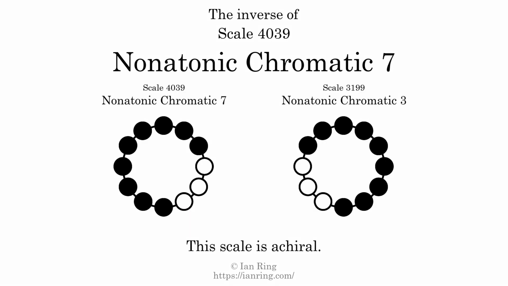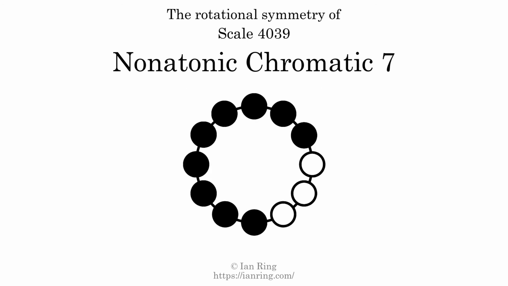The inverse of a scale is a mirror image. It is what you get when the sequence of intervals is reversed. The inverse of this scale is scale 3199, also known as Nonatonic Chromatic 3. This scale is achiral, since it can transform into its own reflection by a rotational transformation. This scale has no rotational symmetry.